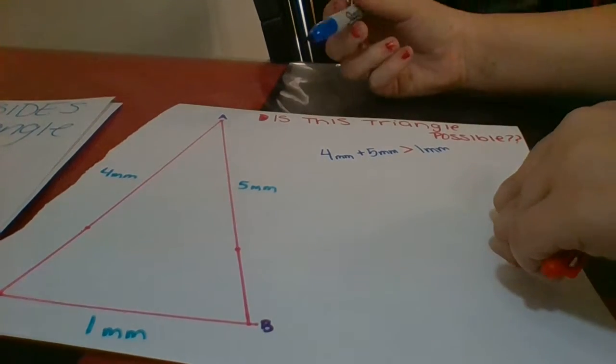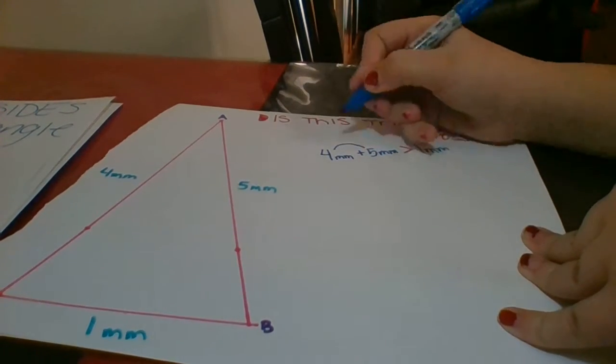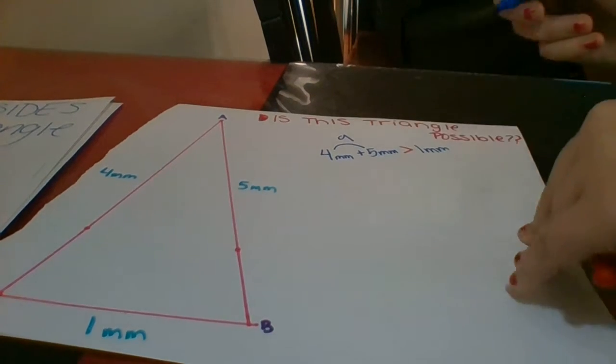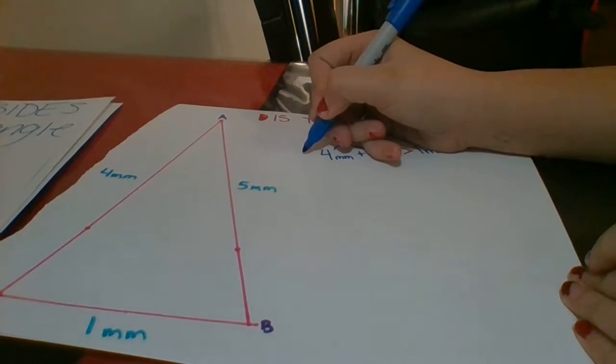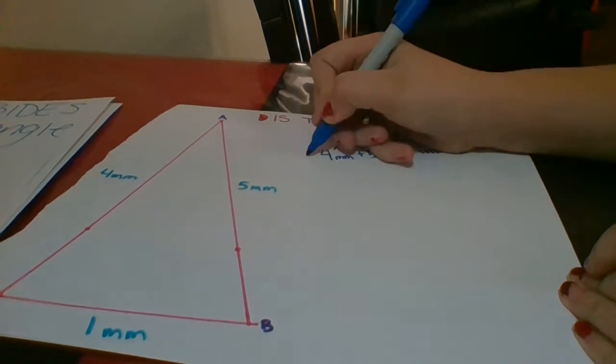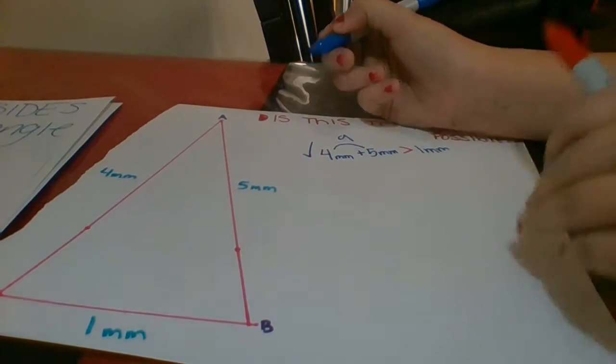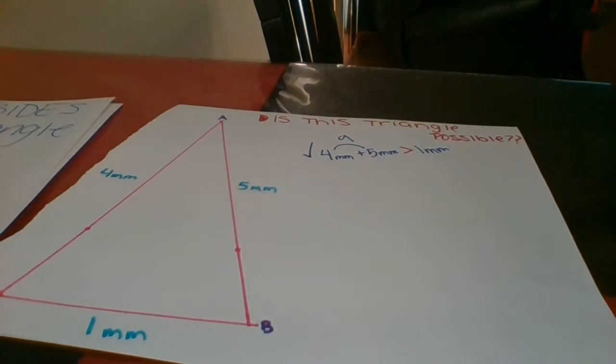If I check it, these two numbers, 4 and 5, add up to 9. So that makes it greater than the third side, meaning that so far the triangle is possible. So we're just going to put a check by it to know that it is possible.